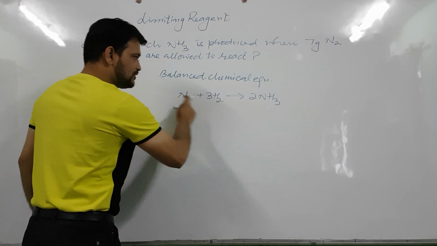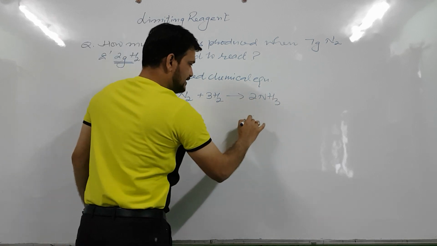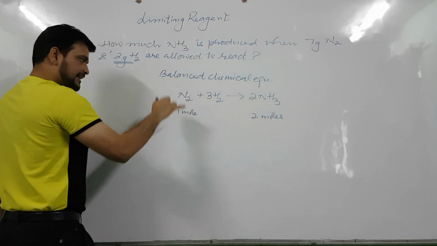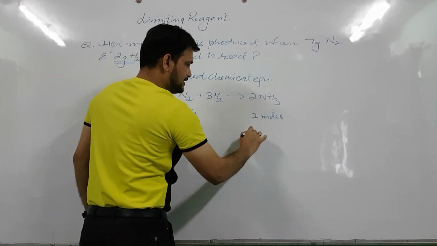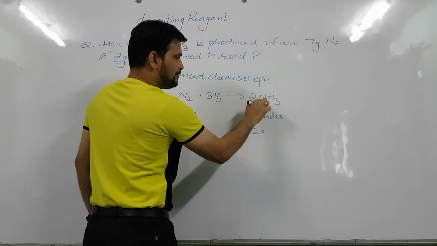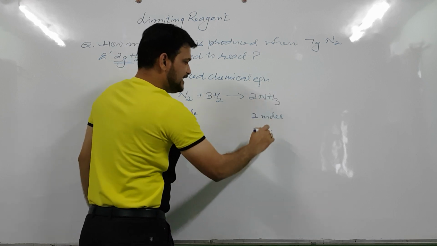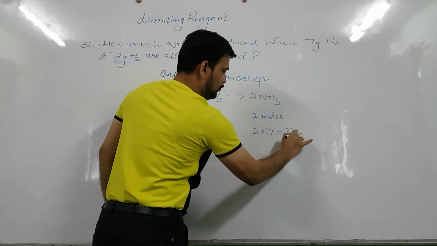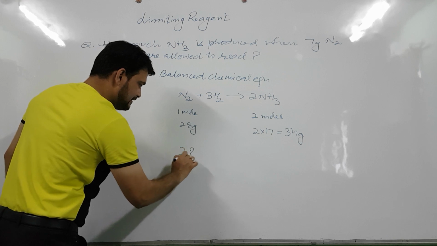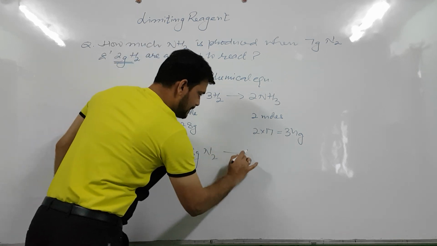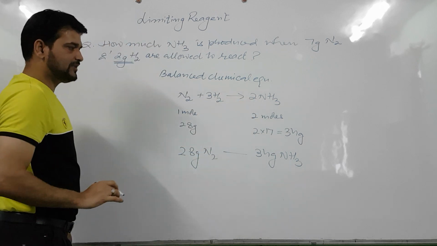So again, by using this balanced chemical reaction, we will see this is 1 mole and this is 2 moles. Taking their gram molecular masses, it is 28 gram, and it is 2 into the molecular mass of ammonia: atomic mass of nitrogen is 14 and that of 3 hydrogens is 3, so 14 plus 3 is 17, and 2 into 17 is 34 gram. The molecular mass of ammonia is 34 gram. So 28 gram nitrogen will produce 34 gram ammonia. It is according to the balanced chemical reaction.